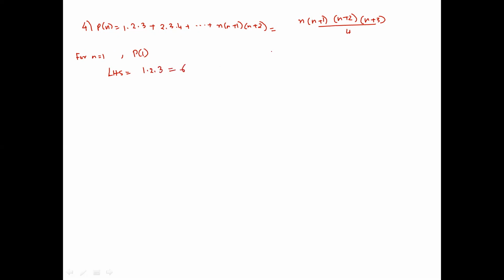The P of n statement we will take as 1 into 2 into 3 plus 2 into 3 into 4, and so on, up to n into n plus 1 into n plus 2, equal to n into n plus 1 into n plus 2 into n plus 3 by 4. For n equal to 1, we will take P of 1, with only the first term on the left hand side: 1 into 2 into 3, we have 6. On the right hand side, I will put n as 1: 1 into 1 plus 1 into 1 plus 2 into 1 plus 3 by 4, or 1 into 2 into 3 into 4 by 4. These two will cancel, 6. You can see both left side and right side, you got 6 as the answer. So I can say P of 1 is true.